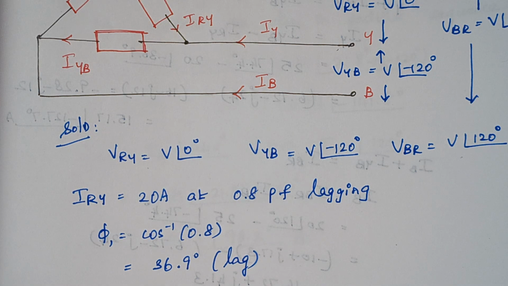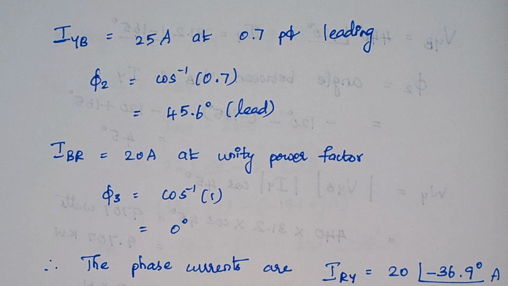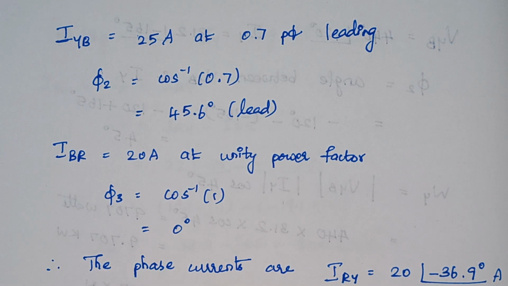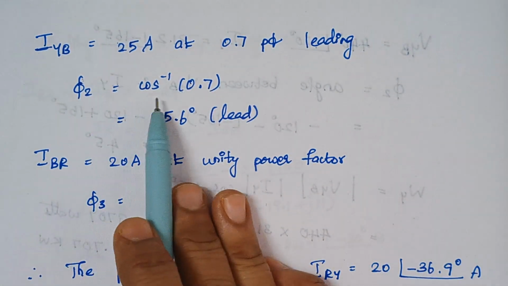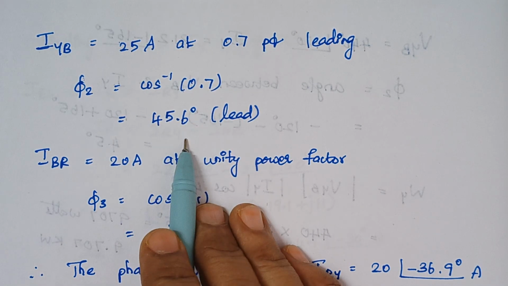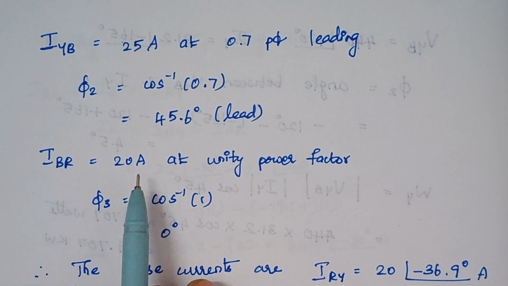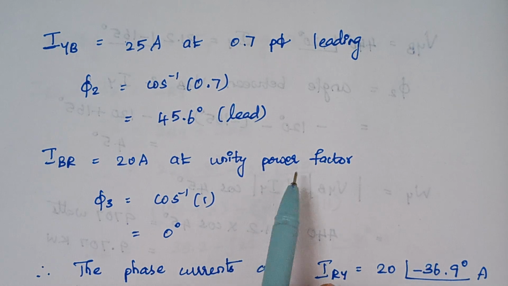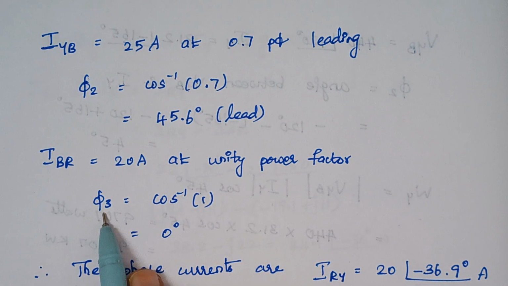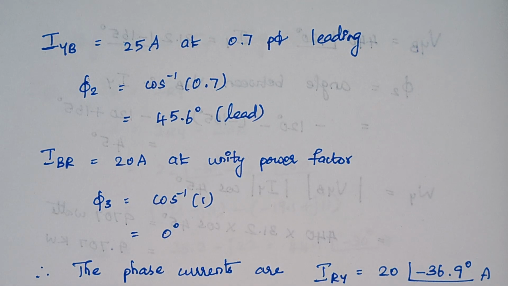Since we have three branch currents, I have taken this phase angle as phi 1. The next current is 25 amps at 0.7 leading. So phi 2 is cos inverse of 0.7, which is 45.6 degrees. Finally the last branch current is IBR, 20 amps at unity power factor, so phi 3 is cos inverse of 1, which is 0 degrees.